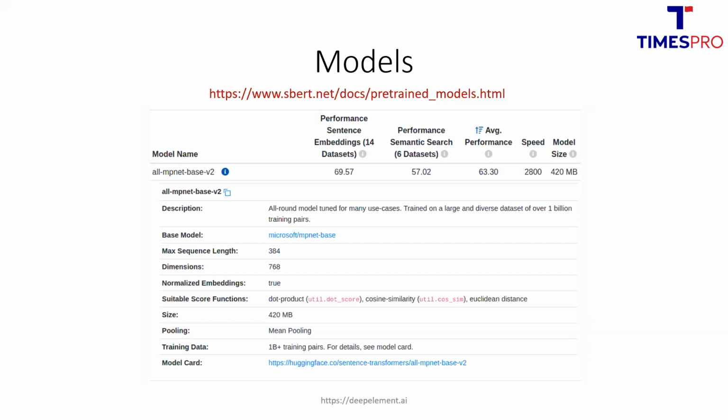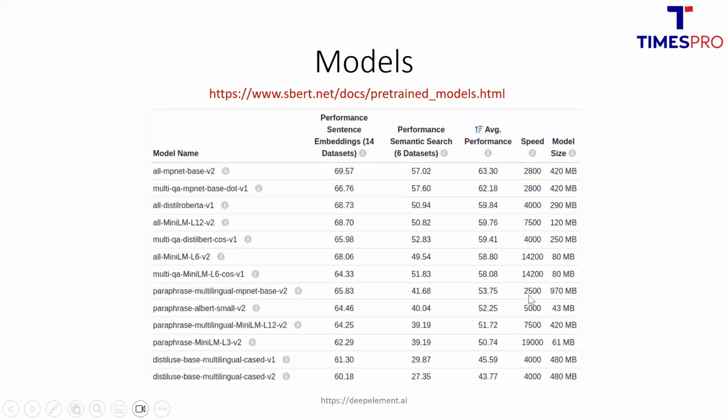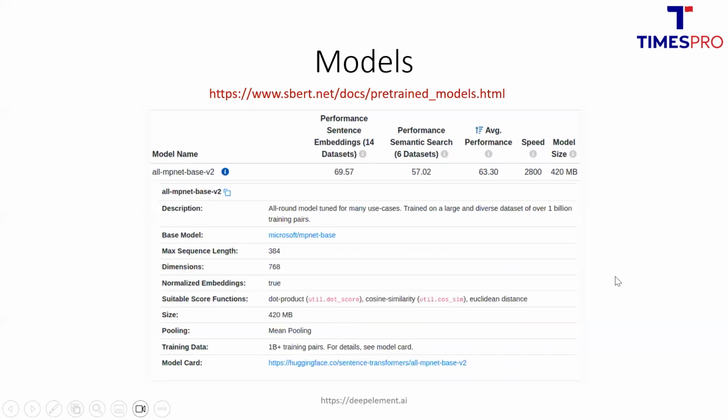Okay. Usually this is another factor. The accuracy of the model also depends on the dimensionality of the model. Some of the smaller models generate vectors which are lesser in dimensions, lesser in size, but they'll have different accuracies, different performances. Okay. So this model generates a 768 dimensional vector. It is of 420 MB size.